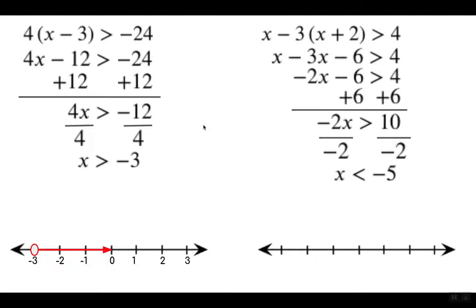So since I started with a greater than symbol, I'm going to reverse that, and I get x is less than negative 5. I'm going to pick a scale for my number line. This is just what I chose. You can choose a different part of the number line and still be correct. I'm going to put an open circle on negative 5, and since it's less than, I'm going to go to the left.